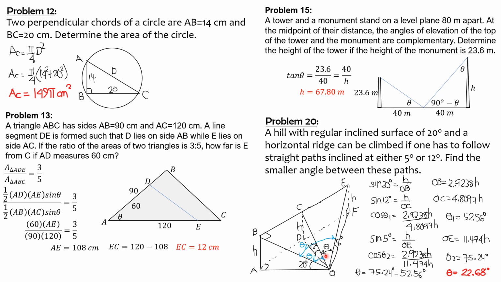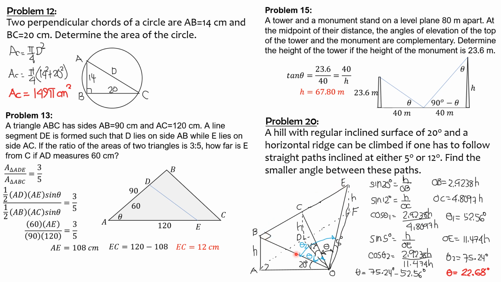Then from there, we can compute this angle. I'll call this theta 1, the angle between OB and OC. Because this is another right triangle, triangle OBC with right angle at B, cosine of theta 1 equals OB divided by OC. OC is the hypotenuse of this right triangle. So cosine theta 1 is OB, which is 2.9238h, over OC, 4.8097h. So h cancels out, and theta 1 is 52.56 degrees.